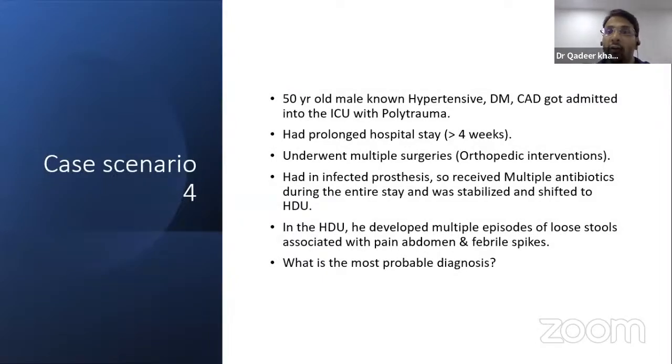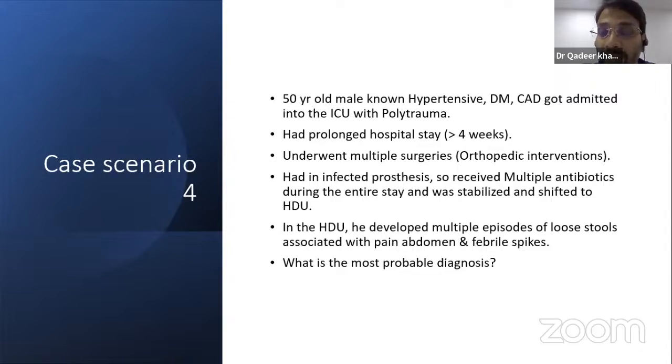Case 4, a 50-year-old male, hypertensive, diabetic, with coronary artery disease, got admitted to the ICU with polytrauma and a prolonged hospital stay of more than 4 weeks. He required multiple surgeries for orthopedic fractures, had infected processes, and received multiple antibiotics during the hospital stay, and was stabilized and shifted to an HDU. In the HDU, the high dependency unit, he developed multiple episodes of loose stools, associated with abdominal pain and febrile spikes. What will be the most probable diagnosis?